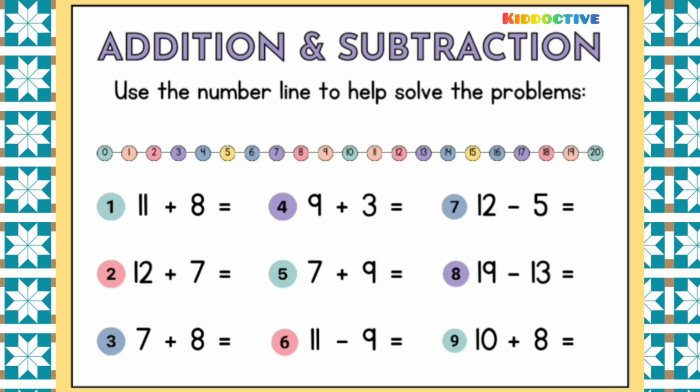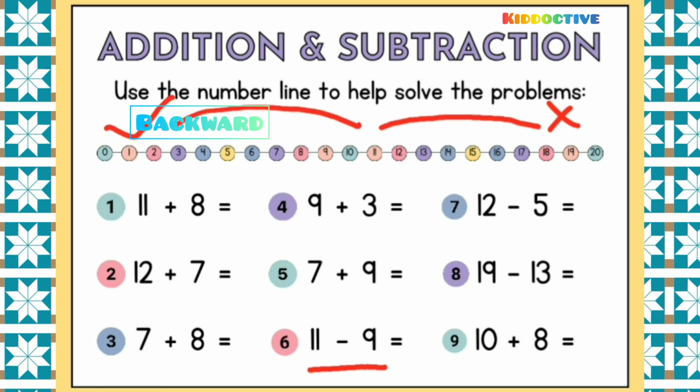So now we are going to do the subtraction. So here it's written 11 minus 9. So how to do it? We are not going to go forward. No. We are going to go backward. Yes, you heard it right.